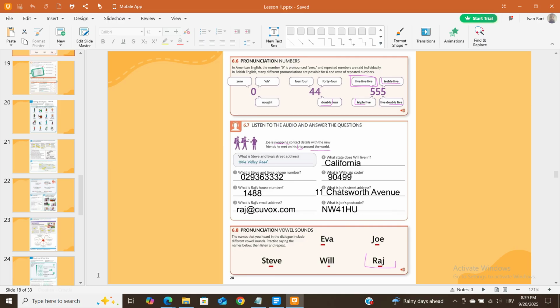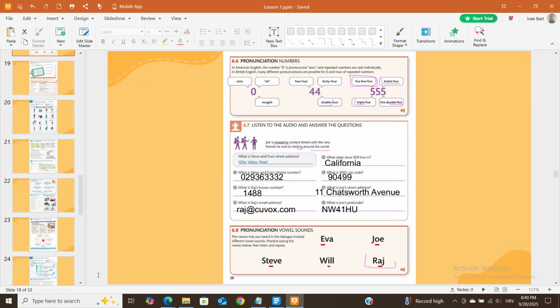6.7 Listen to the audio and answer the questions. Joe is swapping contact details with the new friends he met on his trip around the world. What is Steve and Eva's street address? 100A Valley Road. What is their phone number? 029363332. What is Raj's house number? 1488. What is Raj's email address? raj@kuvox.com. What state does Will live in? California.